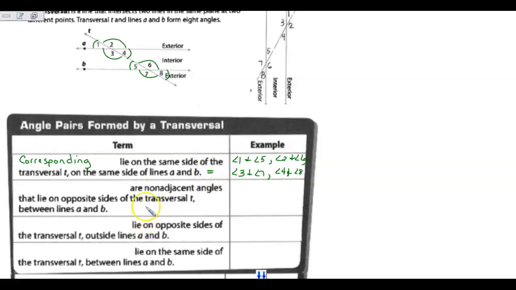The next one that we're talking about are non-adjacent angles that lie on the opposite sides of the transversal T between A and B. So I'm talking about angle 3 and angle 6. They're between the two parallel lines, and they are on opposite sides of that transversal. So this would be angle 3 and angle 6. These are called alternate interior angles, and they are equal to each other.